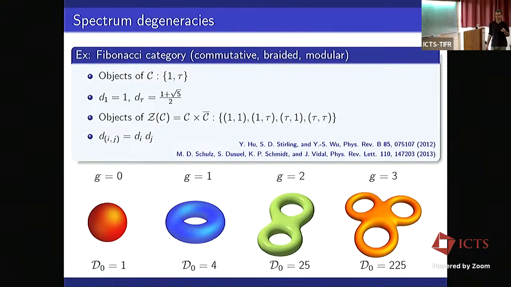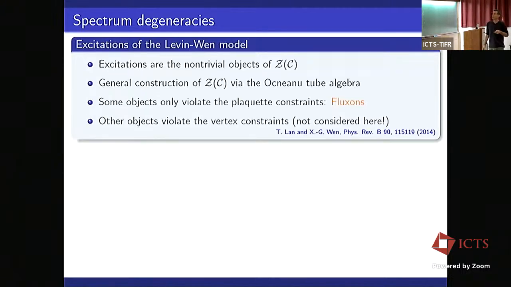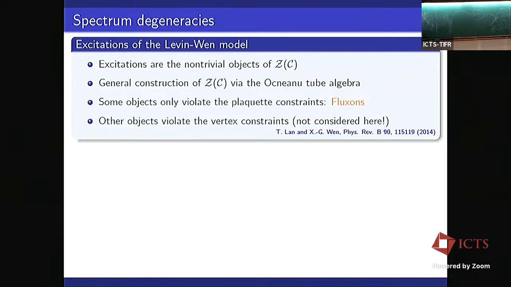Right. So now we can wonder what are the excitations of the system. I told you that if I have a graph like this, the projector P_p projects onto the vacuum, which means I have nothing inside my plaquette. But now, the non-trivial objects of the Drinfeld center will be the excitations.